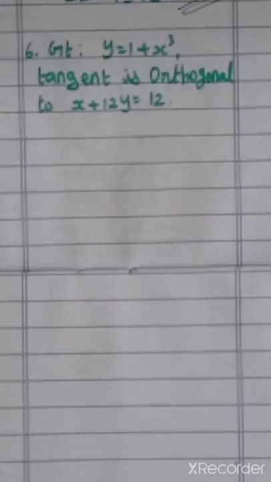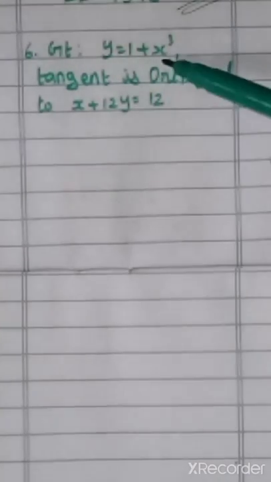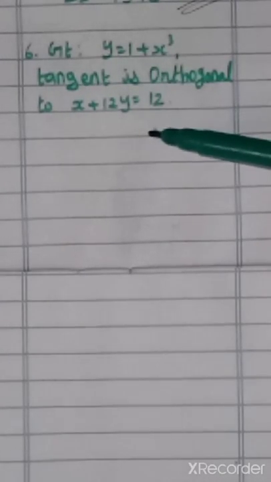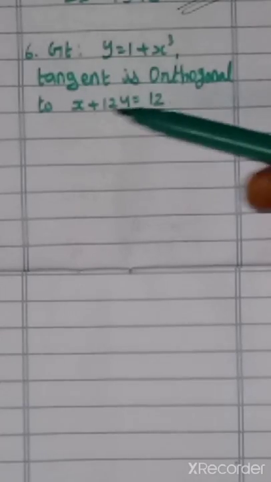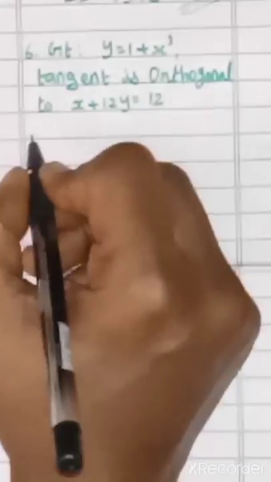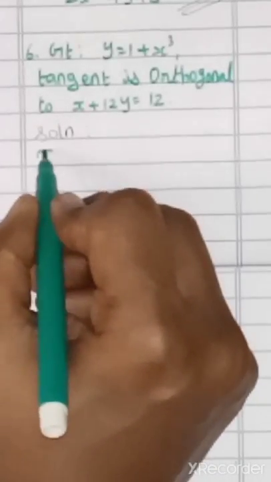That's all. So here what is given is, find the equation of tangent to the curve. So we are going to find out the tangent to this curve y equal to 1 plus x cube. And another one is given, for which the tangent is orthogonal with the line x plus 12y equal to 12. So using these two equations, we have to find out your m value, x1 value, y1 value. Okay, first we can take this one.